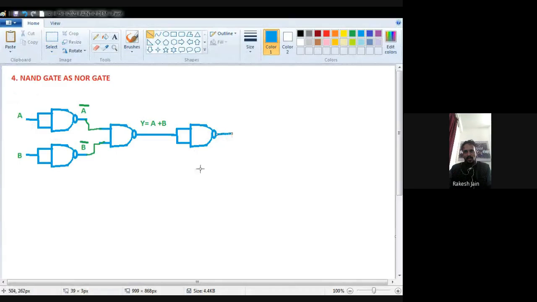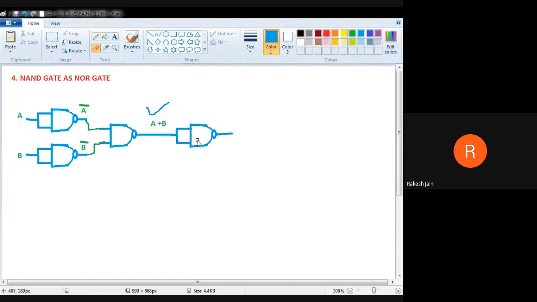Now see the final output. Till this step, where I mark a right, I know y is A plus B. So this is the circuitry of NAND gate as an OR gate. Now one more NAND gate is connected. So here we connect this A plus B with one more NAND gate as a NOT gate.